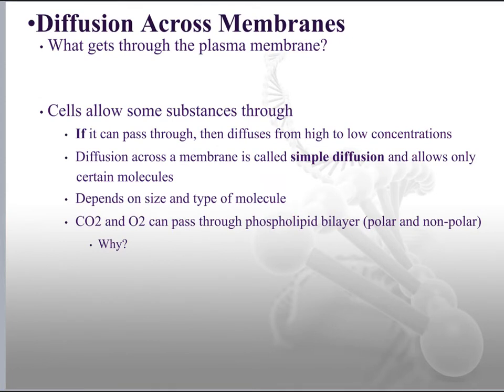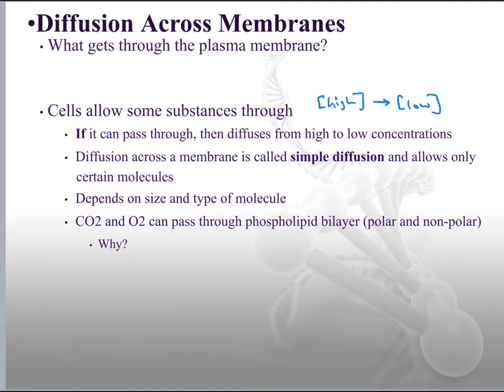So what can get through the plasma membrane? Cells allow some substances to pass through. Obviously, they can't let through everything. That plasma membrane is there to protect the cell from allowing just anything through. If the substance can pass through, then diffusion from high concentration to low concentration is what's going to happen. It has to move from where it's highly concentrated to where it's lowly concentrated. So if it can, to begin with, it has to be able to go through. It's moving from high to low.